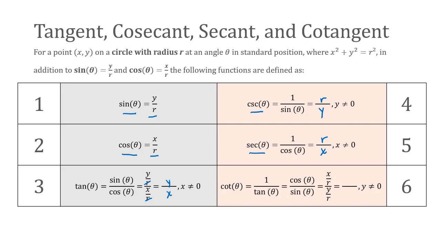And finally, the cotangent of theta. The cotangent of theta is equal to 1 over the tangent of theta, or the reciprocal of the tangent function. That leaves us with the cosine of theta over the sine of theta, or x over r over y over r. Like we saw with the tangent function, the r's cancel, and I'm left with x over y, where y does not equal 0. Notice that the tangent of theta equaled y over x, and now we say that the cotangent of theta is its reciprocal, or x over y.